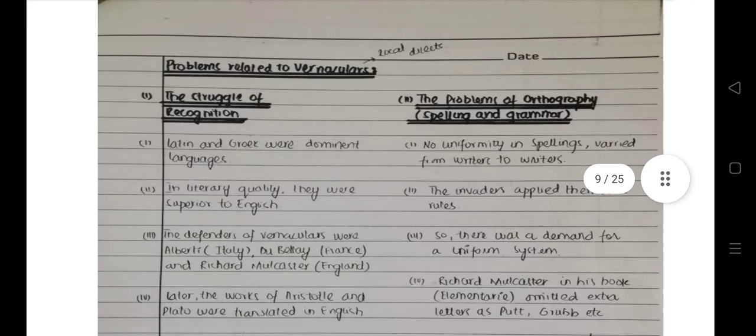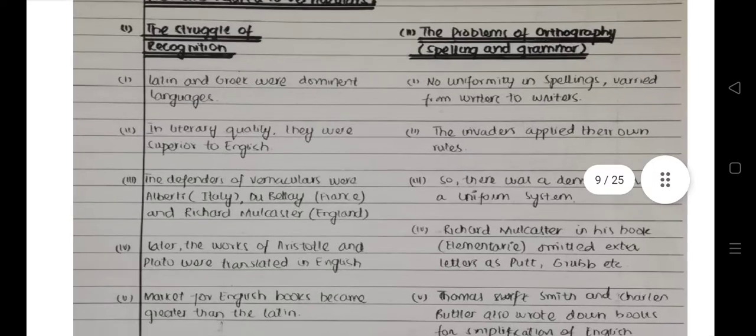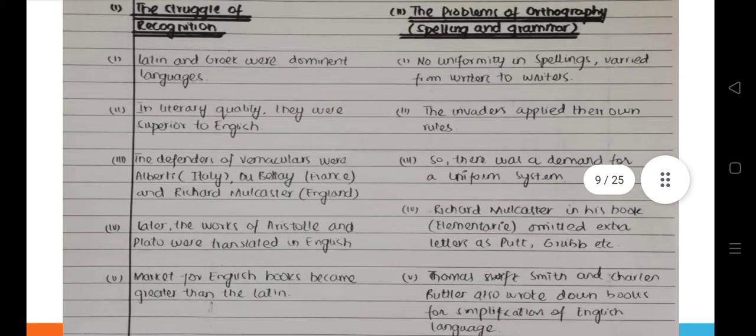And we'll see the problems of orthography. Orthography is related to spelling and grammar. So there was no uniformity in spelling and it varied from writer to writer. There was a great variation in English at that time, and the invaders applied their own rules. As you know, after the Anglo-Norman conquest, they brought French, and French became a prominent language.